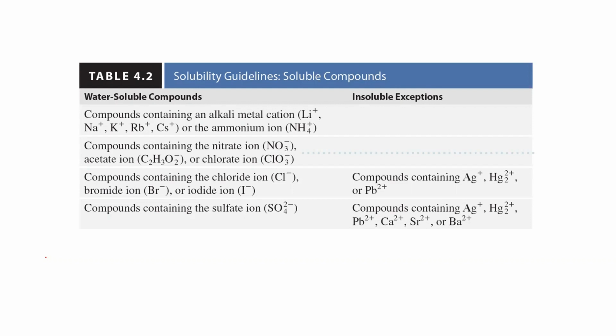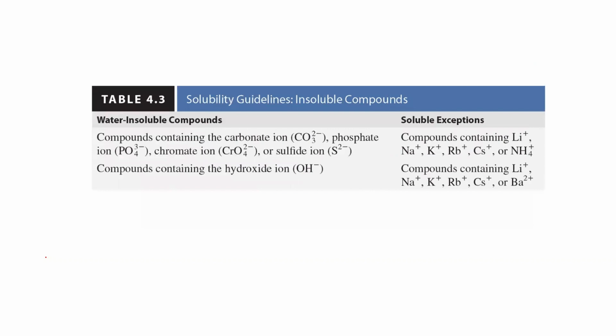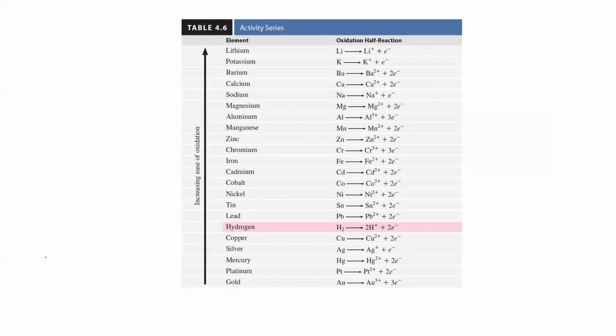barium ion. Okay. And those who are not soluble at all are with carbonate, phosphate, chromate, and sulfide ion, except when it is with 1A family or ammonium. Anything with hydroxide ion is not soluble, except for 1A family and also for barium. Okay. Also keep in mind the activity series.